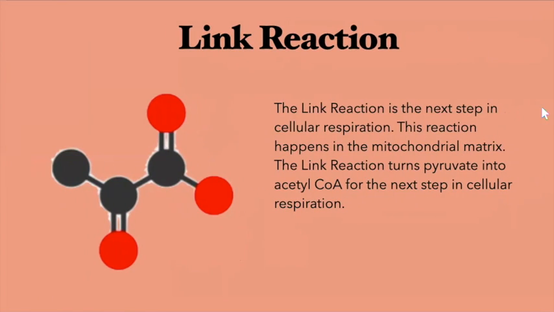The next part of cellular respiration is the link reaction. This kind of flows between glycolysis and the Krebs cycle. This reaction occurs in the mitochondrial matrix of the mitochondria of a cell, and this only happens in eukaryotic cells. This reaction turns pyruvate into acetyl-CoA to then give to the Krebs cycle, basically.